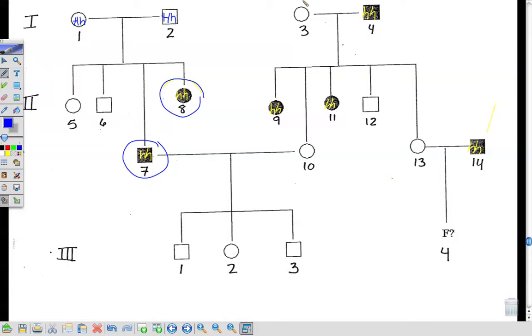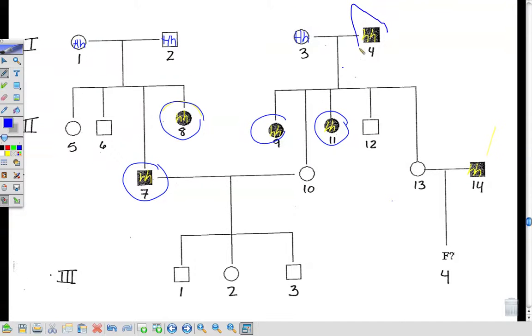Now let's go to individual number 3. Again, individual number 3 has had children, 3 and 4, right? Have had children that are homozygous recessive, which means that 3 has to be able to give a lowercase h in order for that to happen. And so for the same reason, right, individual 4 can't give a capital H.